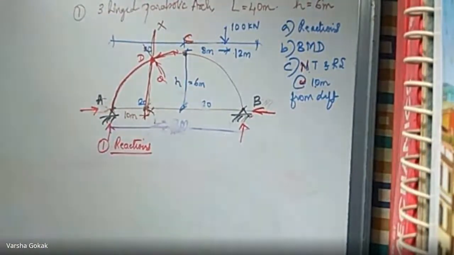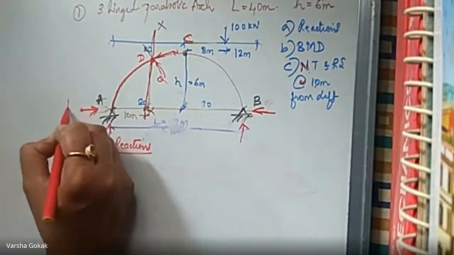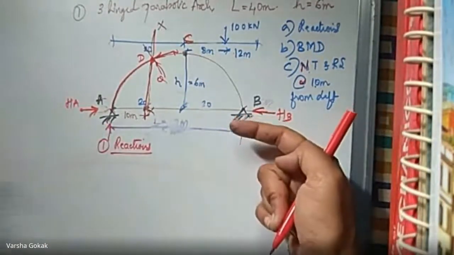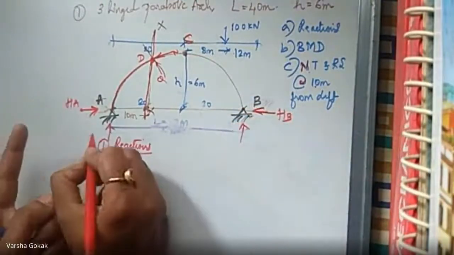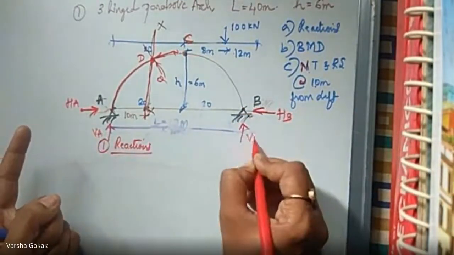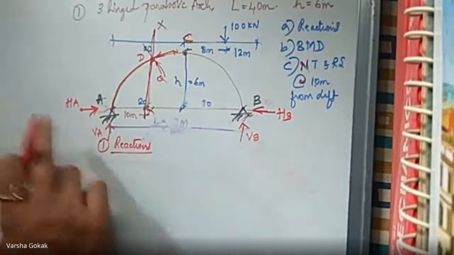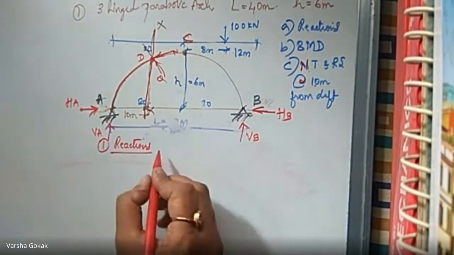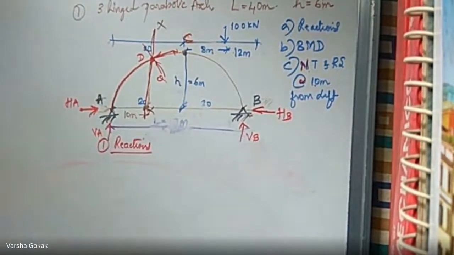That is why, in what I've drawn, one HA is here and one HB is this side. One is going in this direction, one is going in this direction. And then you have your VA and your VB. So these are the four reactions that I have to find. To find the reactions, we will apply the equations of equilibrium. What are the equations of equilibrium?